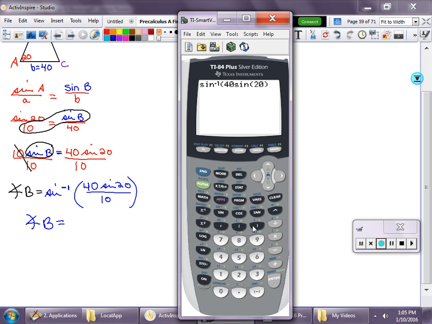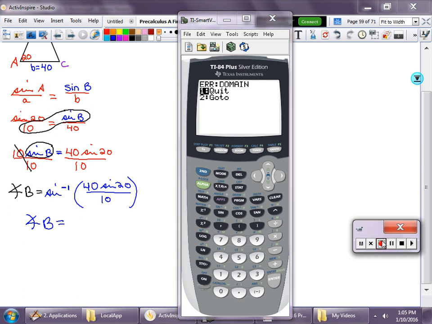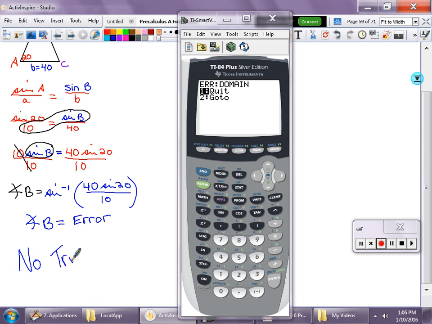Close the door for sine of 20 divided by 10, close the door for the whole angle, and it says quit. That indicates an error, that it is out of the domain, and it means no triangle exists.